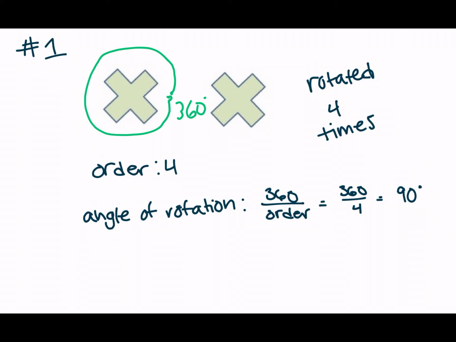Another way you can think of it is this shape has 4, I don't want to call them corners, but they're kind of like 4 points. Here's 1, 2, 3, 4. That can help us visualize that this is going to have an order of 4, because I can turn it each of these 4 times to get that same green X shape. That's example 1.